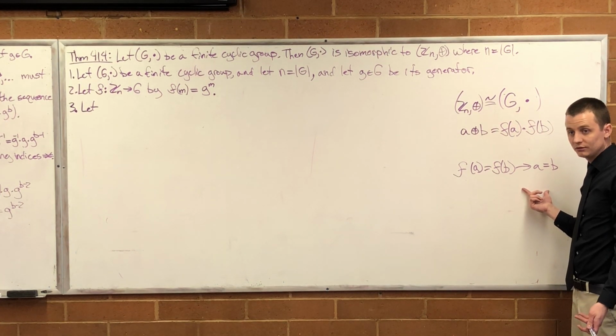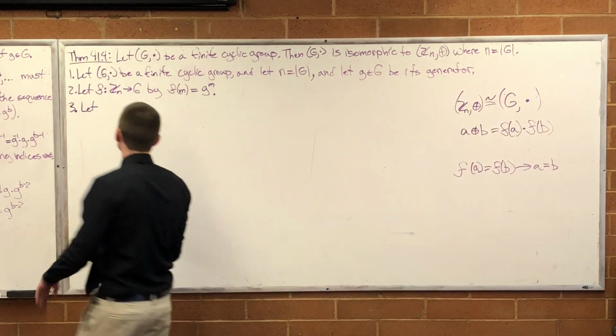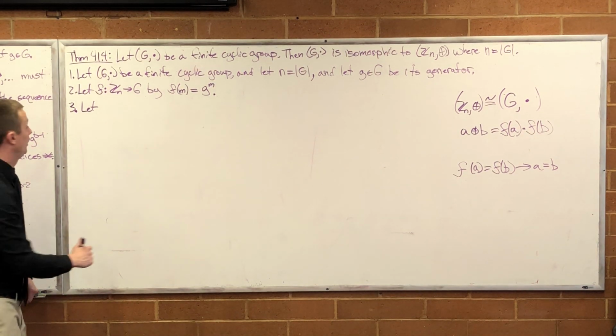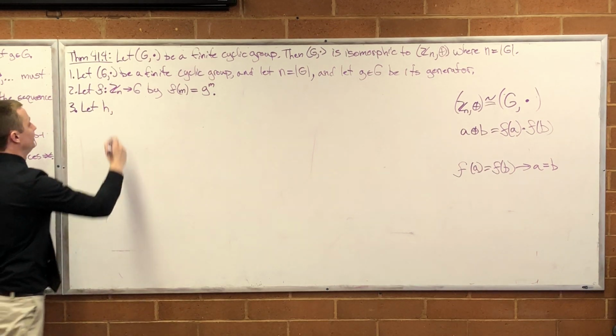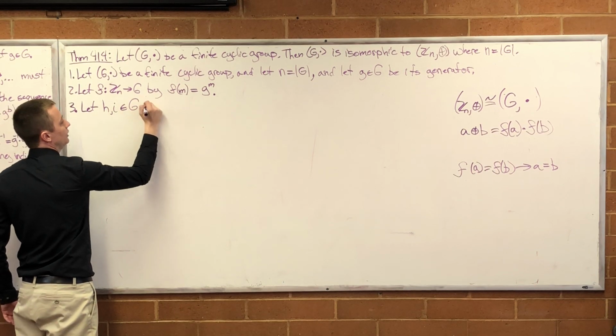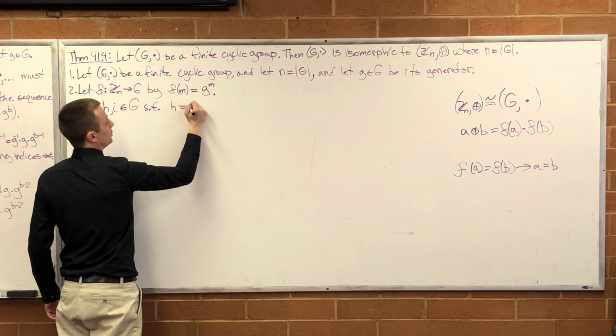Does that make intuitive sense? Yeah. This is what we're trying to prove when we're trying to show one-to-one. So I need to grab two things out of there, and I don't know what to call them. Let H and I, is that okay? Yeah. Let H, I be in G such that H is equal to I.